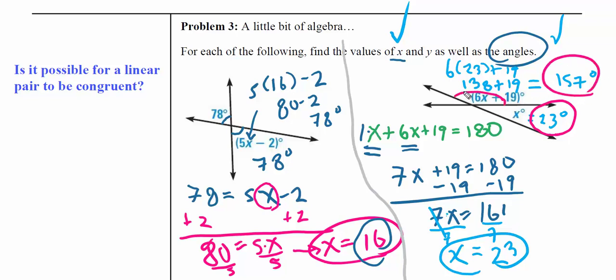I leave it to you to check if these are supplementary, right? If you were to add this 157 to this 23 degrees, would I get 180 degrees? It would be worth your while to check if that's the case.